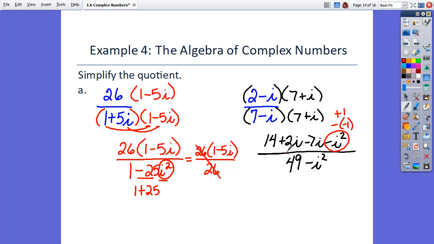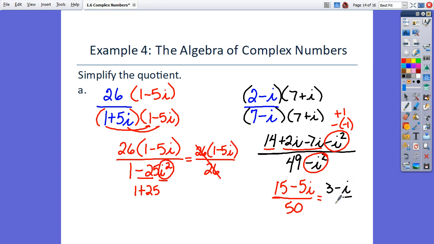And then the middle we can combine. So I end up having 14 plus 1 is 15. And then 2 minus 7 is negative 5i. So there's my numerator. Okay, my denominator, again, is very similar. That right there is going to be a plus 1, so we have a 50. Now, I'm not quite there. Hopefully what you notice is each term has a factor of 5. So let's go ahead and reduce everything by a factor of 5. So divide everything by 5, and we get here.